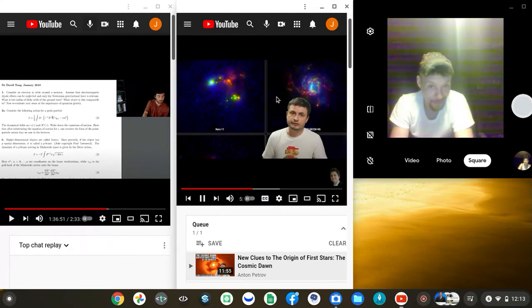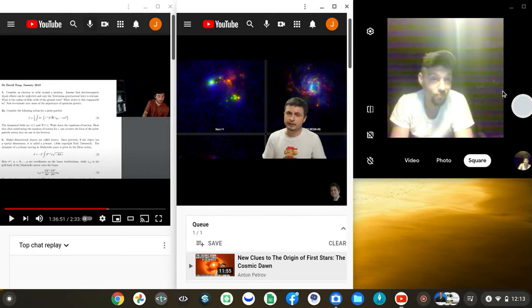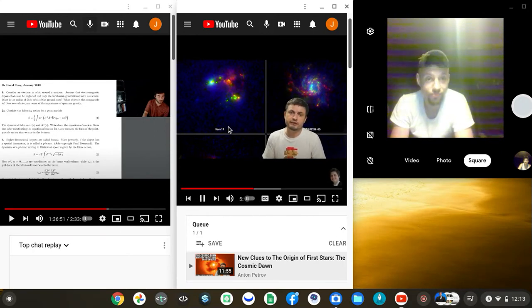But over the years, while the scientists were looking at these galaxies in different types of light, they also realized that some of these galaxies have very peculiar features.